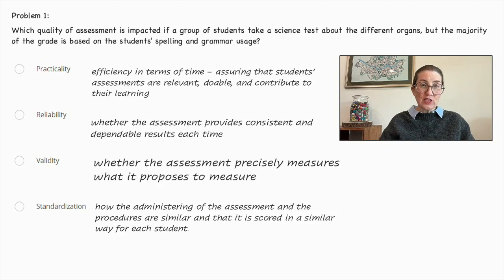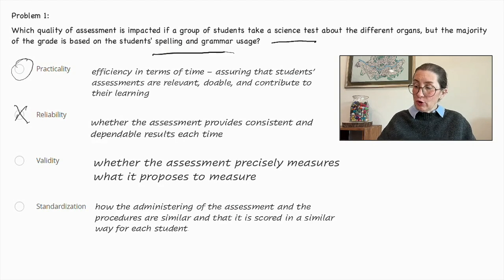Practicality. This is the efficiency in terms of time, assuring that students' assessments are relevant, doable, and contribute to their learning. This is possible because we're talking about a science test where spelling and grammar have more weight than the science. So this is possibly the answer. Next, reliability. This is whether the assessment provides consistent and dependable results each time, so we can eliminate that. Validity. Whether the assessment precisely measures what it proposes to measure.